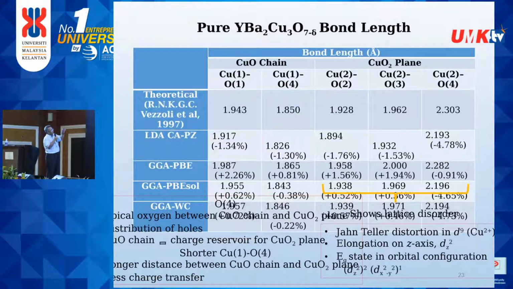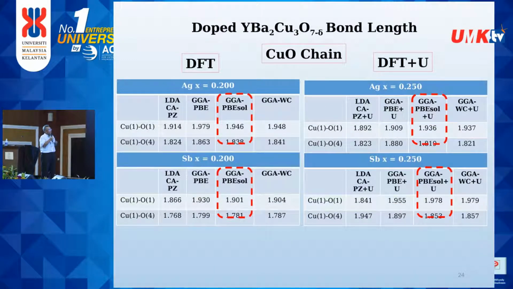So this one is for GGA, so you can see at the copper oxide line, it shows a lattice order. So this one is for doped YBCO bond length using DFT. We found out that GGA PBEsol is quite close, 1.946 angstrom. And then for DFT plus U it is about 1.9 something. And also for all dopants it is around 1.9 angstrom, the distance of Cu1O1, Cu1O4, the copper oxide chain.